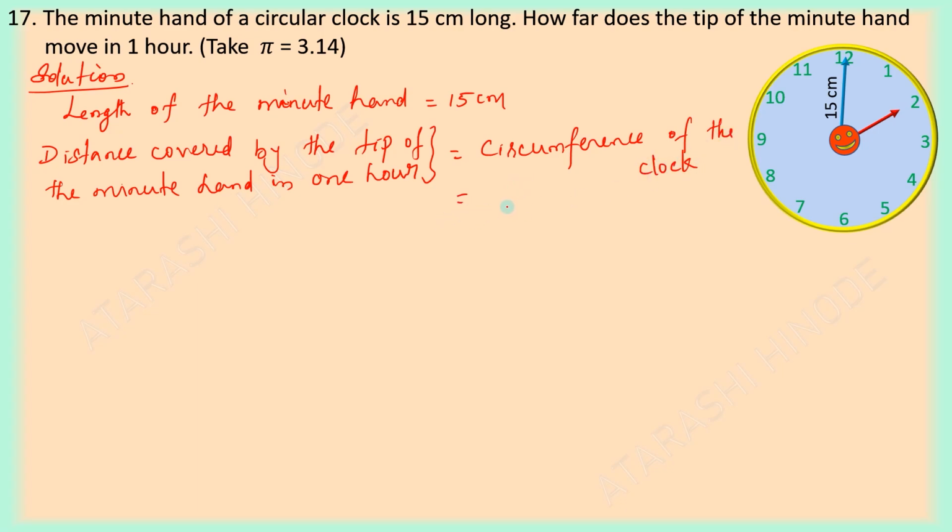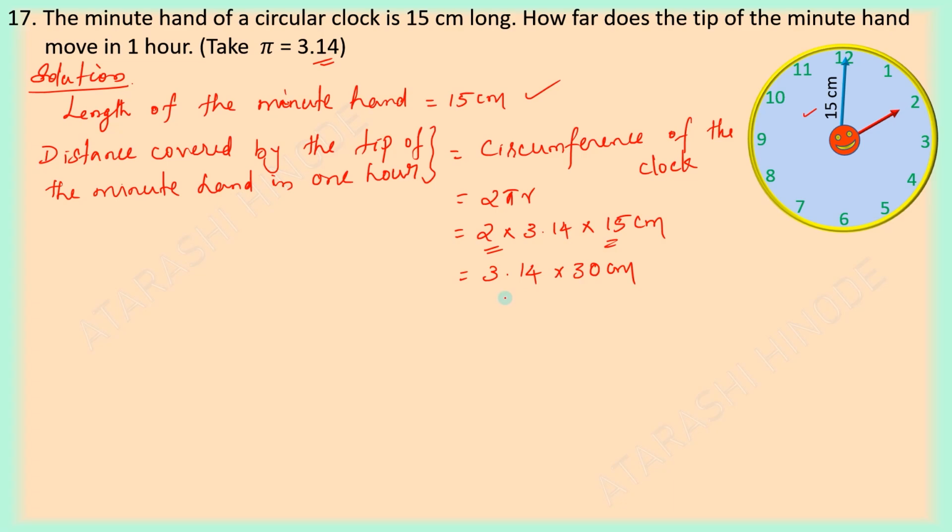That is equal to, now what is the formula? Here length of the minute hand is given, it is 15 centimeters. That means it is the radius here. So we can use the formula 2 pi r, that is equal to 2 into pi, here 3.14, so 3.14 into radius, 15 centimeters. That is equal to, now let us multiply 2 and 15. 2 15s are 30. So we can write 3.14 into 30 centimeters.